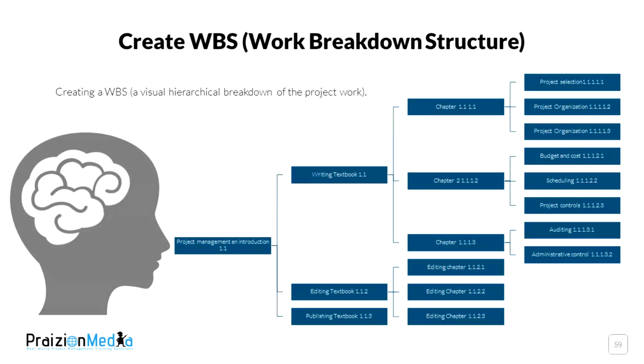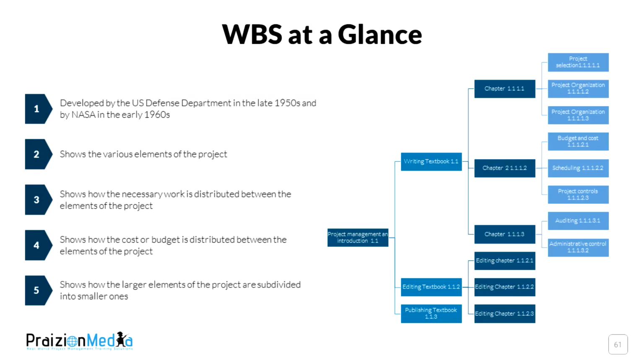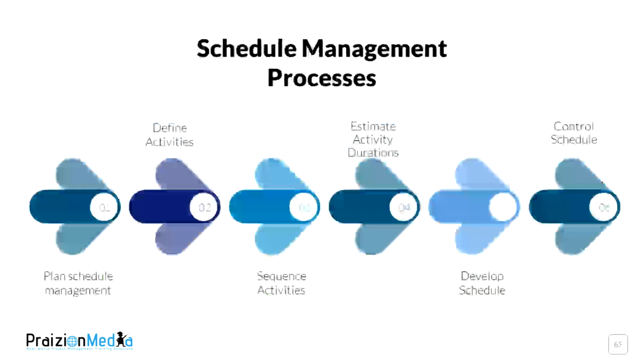The next process is called create WBS. WBS stands for work breakdown structure. In the create WBS process, we are creating a work breakdown structure that breaks the project work down from the top all the way down to the lowest level we call the work package level. And the work package level is a manageable component of work. And the work packages that we define in the WBS should be deliverable oriented as much as possible.